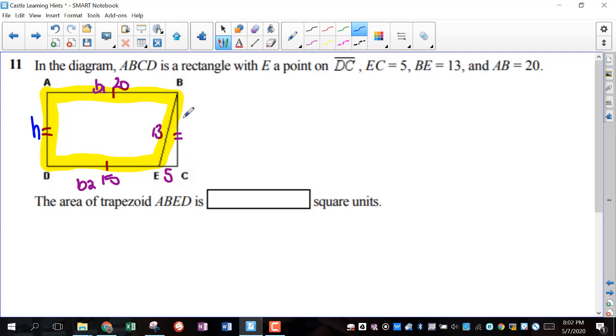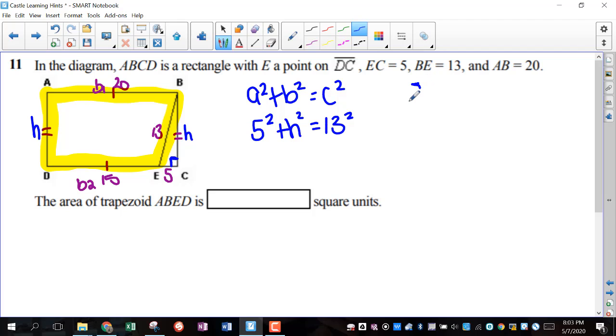If I'm looking here, so this is also my height of the trapezoid, I notice that I have a right angle, and I know that's 90 degrees because rectangles have 4 90-degree angles. So when I have two sides of a right triangle and I want to find a missing side, I can use Pythagorean theorem, a squared plus b squared equals c squared. In our case, our a is 5, our b is h, and our c, the hypotenuse, is 13.